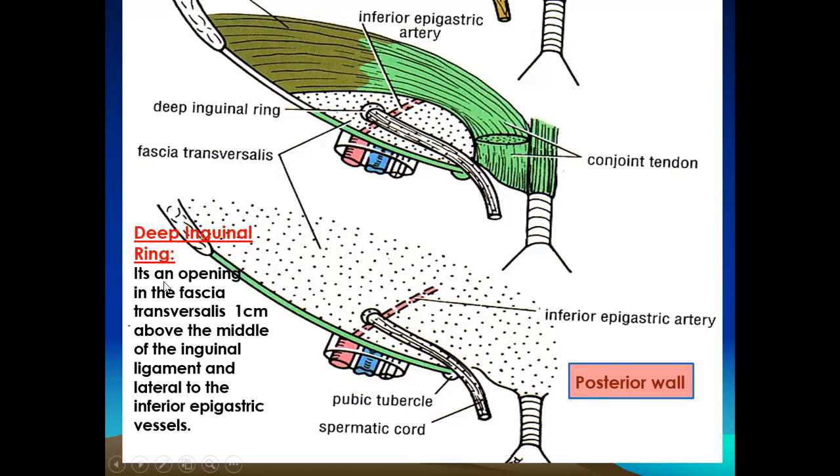So the deep inguinal ring is an opening in the transversalis fascia. This is the transversalis fascia. It is an opening in the transversalis fascia, just 1 centimeter above the middle of the inguinal ligament. So this is the inguinal ligament here, formed by the external oblique. So just 1 centimeter above the middle of the inguinal ligament and lateral to the inferior epigastric vessels. Okay, so inferior epigastric vessel is here, just lateral to that is the deep inguinal ring.